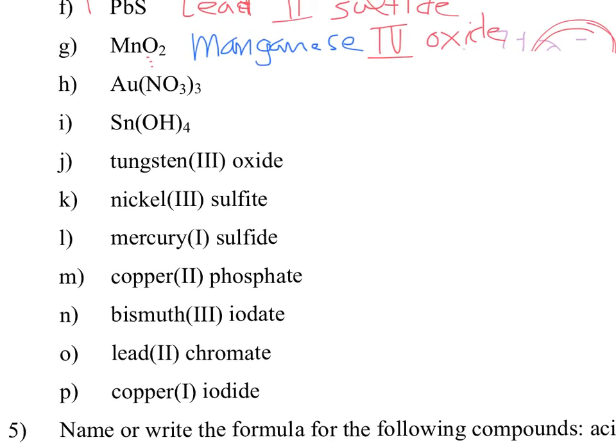Okay, the last one, we know that Au is gold, so gold. When I reverse crisscross, I'm going to get a 3 plus and a 1 negative for nitrate, which is correct. So that means my 3 is correct for gold. So it's gold 3 nitrate. All right, we have another one. We're going to have tin.